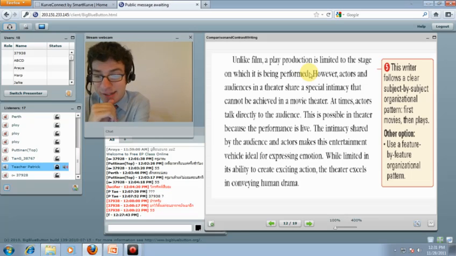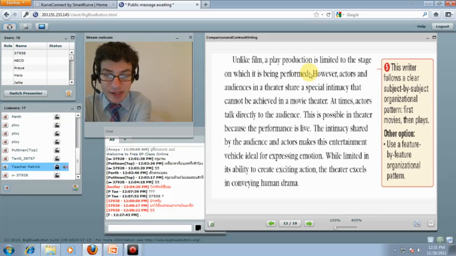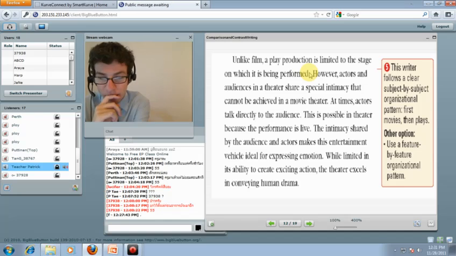Alright, next. At times, the actors talk directly to the audience. This sentence supports the one before it. Since we said actors and audiences have a special intimacy, this sentence goes on to say the actors talk to the audience, talking about that connection. Okay, this is possible in a theater because it's performed live. Once again, movies are recorded, plays are live. We're discussing the differences between the two. The intimacy shared by the audience and the actors makes this entertainment vehicle ideal for expressing emotion.